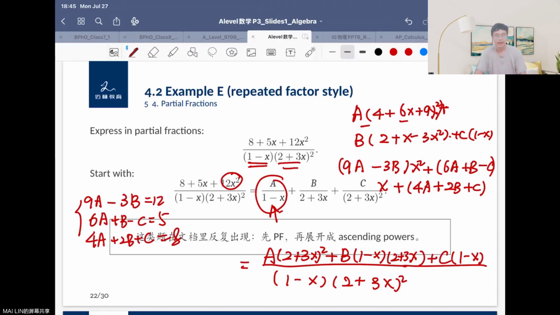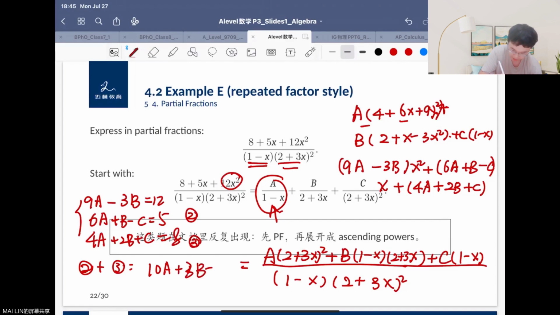For the three equations, you can simplify a little bit. For example, add the second equation and the third equation. Adding 2 with 3 gives 10a plus 3b equals 13. We already have 9a minus 3b equals 12 in the first equation. Adding them together, we are left with 19a equals 25. Then you can solve for a, b, and c. That is how we can simplify the fractional equations.